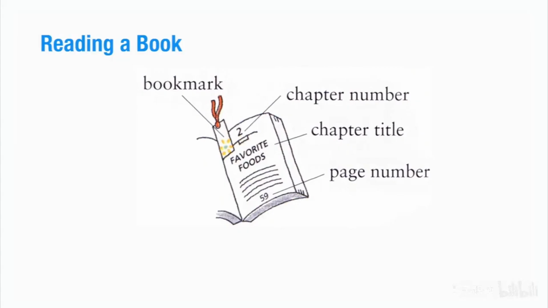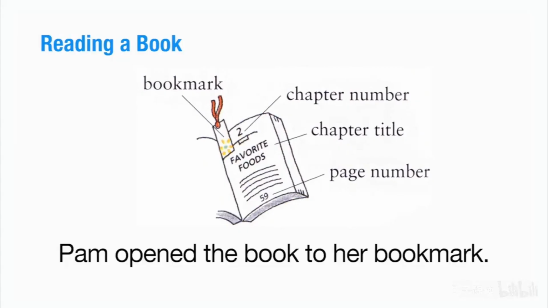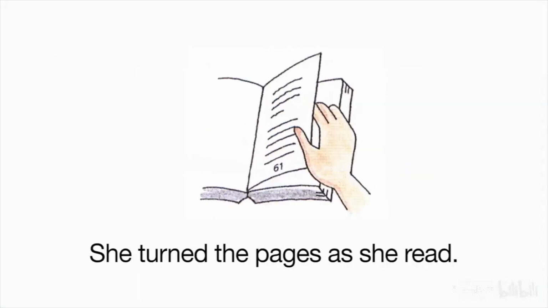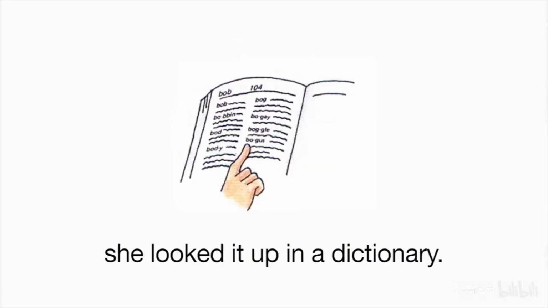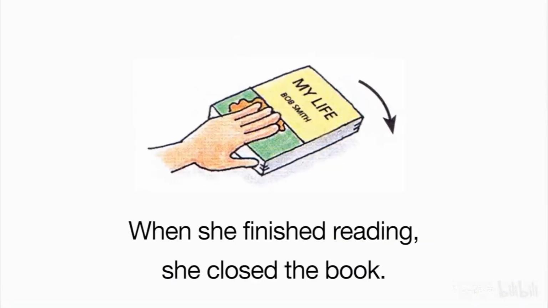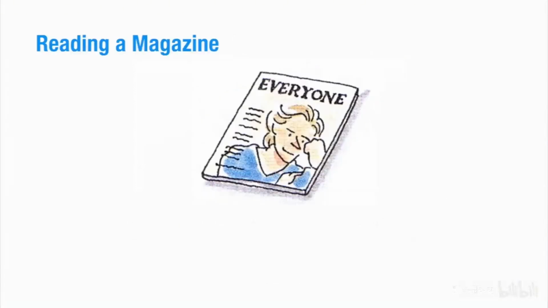Daily activities. Lesson 30. Reading a book. Pam opened the book to her bookmark. She turned the pages as she read. When she saw a word she didn't know, "Bogus? What does that mean?" she looked it up in a dictionary. When she finished reading, she closed the book.